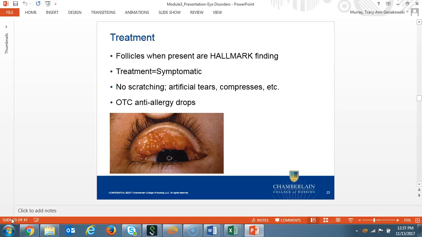Cool artificial tears and anti-allergy eye drops, either over-the-counter or prescription, can be helpful, but prescription drops are very expensive, so start with the over-the-counter ones first. Systemic antihistamines are not helpful for symptoms.